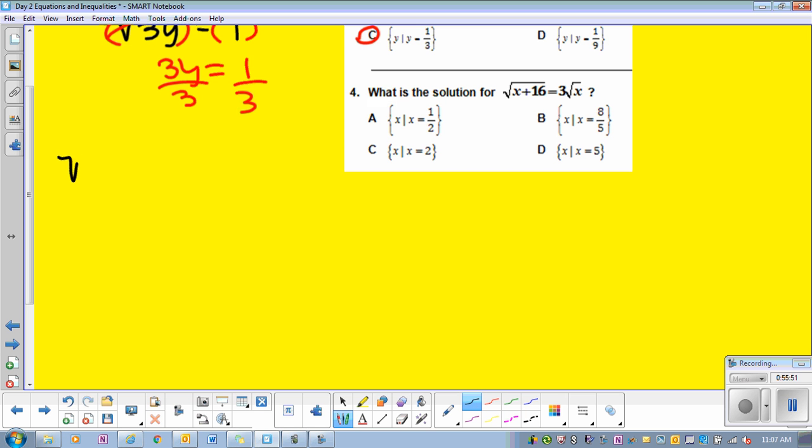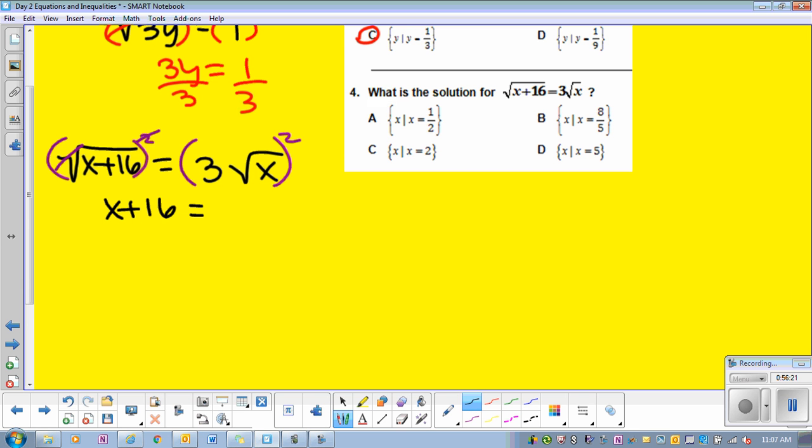But if we were to actually do this, square root of x plus 16 equals 3 root x. Guys, you have a square root on both sides, right? So the only thing you can do here is get rid of the square root. How do you get rid of the square root? Square it, right? Then the other side you square it. So then this goes away, and then you have x plus 16 equals, well, this guy is really 3 root x times 3 root x, isn't it?